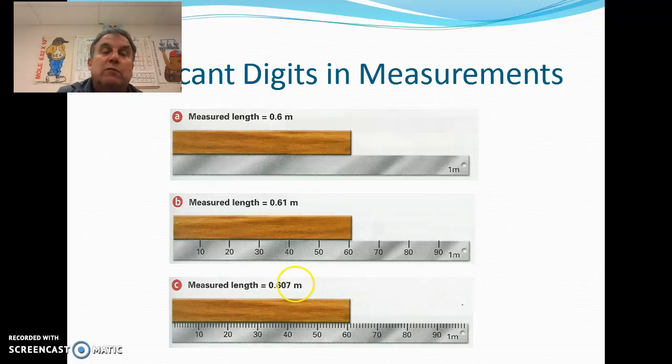Now I have two questions for you. Which of these is a more correct way of expressing the length of the line for the measuring device used? We can say that they all are correct for how the instrument is used. But which one is more accurate? We can say this one is more accurate because we have a higher degree of certainty because the markings dictate that, and we estimate one past the markings.